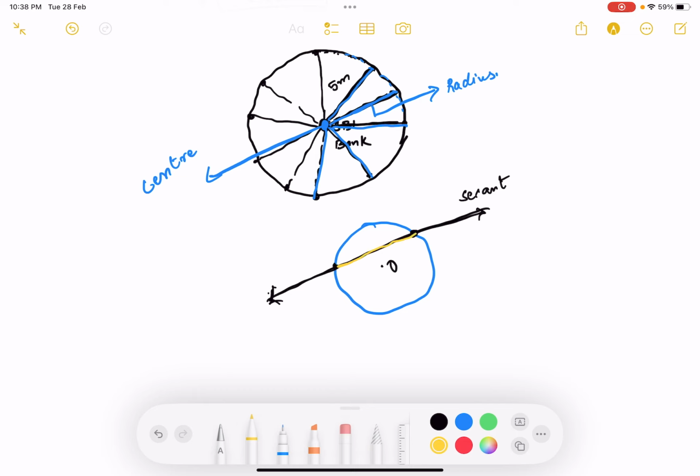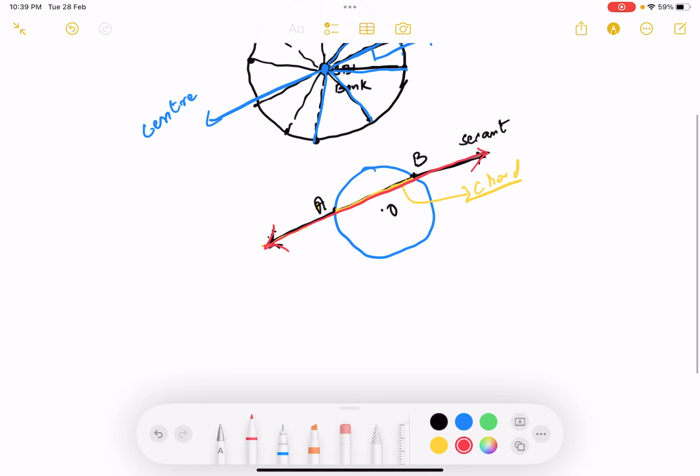Many times in our questions we are concerned with this length, the length which falls inside the circle. Let us suppose it intersects the circle at 2 points, A and B. In our numericals, most of the time we are concerned with this length, so we will give it a name: chord. This is the chord of the circle, and this whole line is the secant.